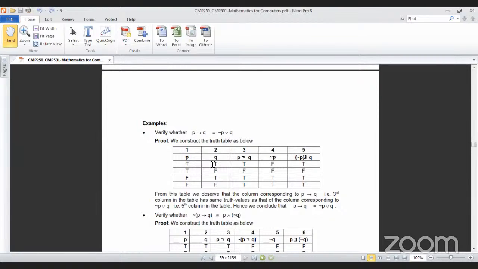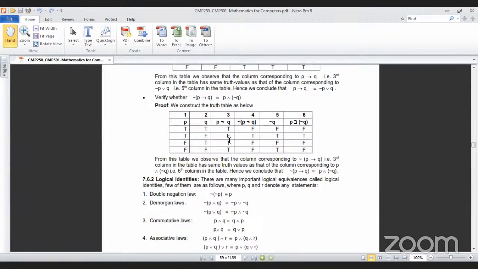Negation P is over here, or Q. FT is there so T, FF is there so F, TT is there so T, and FT is there so T. Now look at column 3 and 5. You understand? All the truth values are the same. Therefore, we can say they are logically equivalent. Understood?